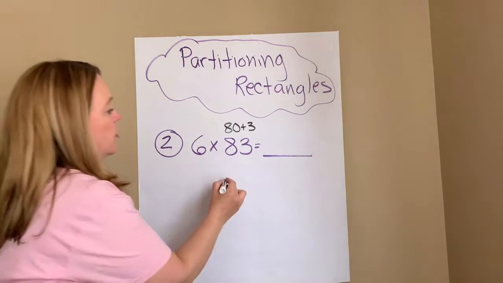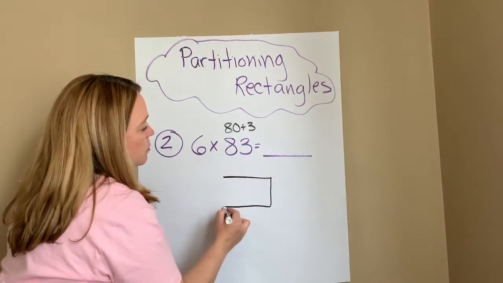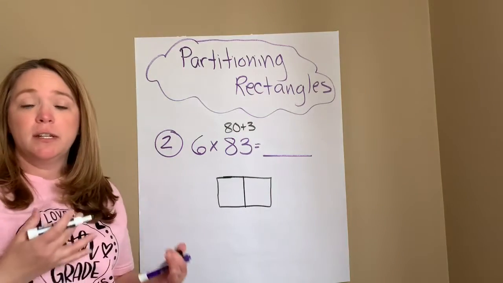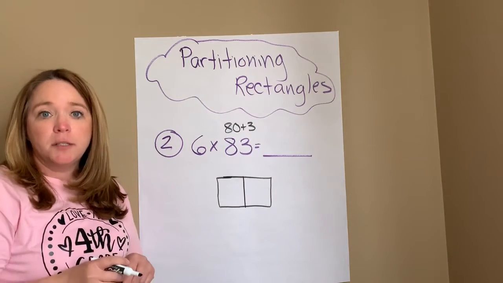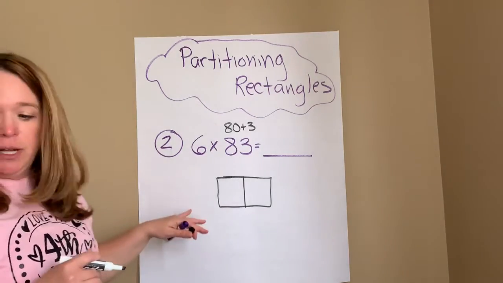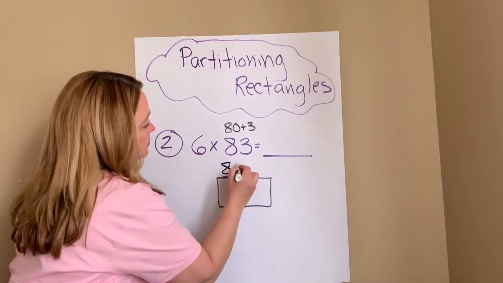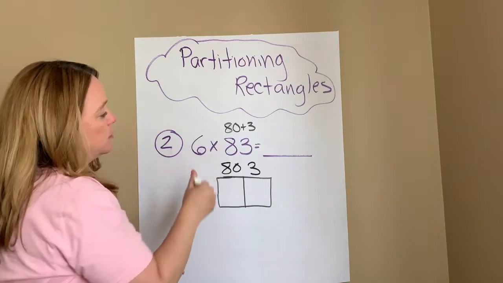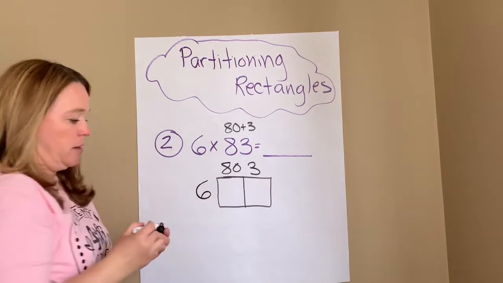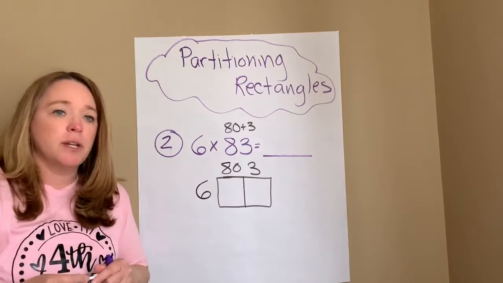Next, we're going to draw a rectangle and partition it into 2 different boxes. We talked about that. We're just breaking into equal parts so we can multiply our numbers together separately. If I had 83, it would look like this. Since I'm multiplying by 6, I'm going to put my 6 here. And now we're going to keep moving on.